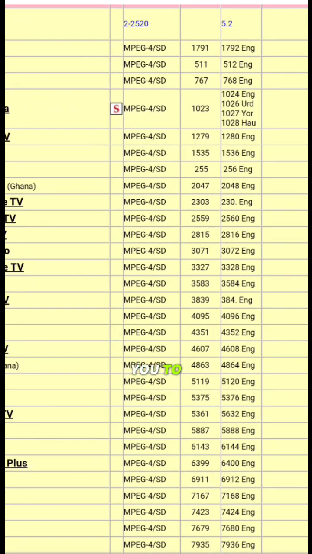I want you to note something: if your decoder does not support the compression format, you will hear sound but may not see video. So you should take note of that.